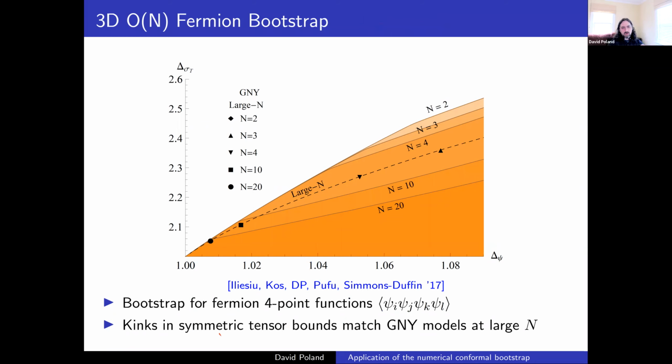For example, if you look at 4-point functions of fermions charged under an O(N) symmetry, you can compute bounds on the leading 2-index tensor, sigma sub t. These bounds at large N also have kinks in them, which seem to coincide with the large N expansions of the Gross-Neveu-Yukawa models. And at small N, they also have kinks, but they're a bit more washed out. And the large N expansion also breaks down.